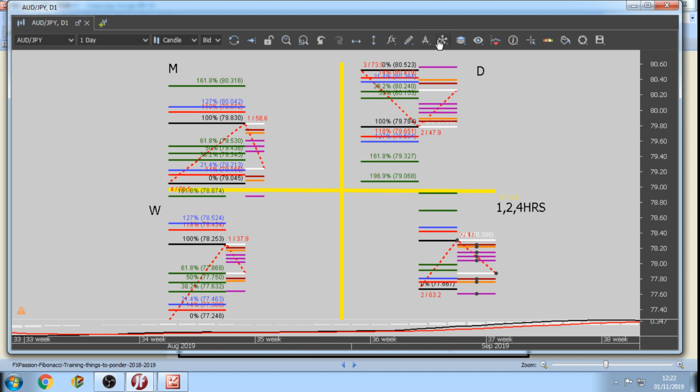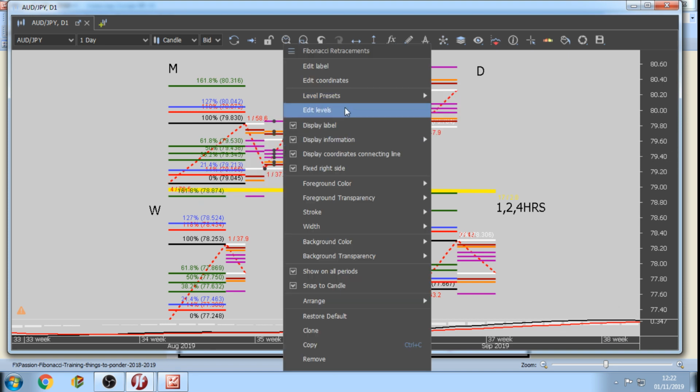Like this. And we have one more. On the monthly, you are going to have a Fibonacci of the confirmation, something like this.